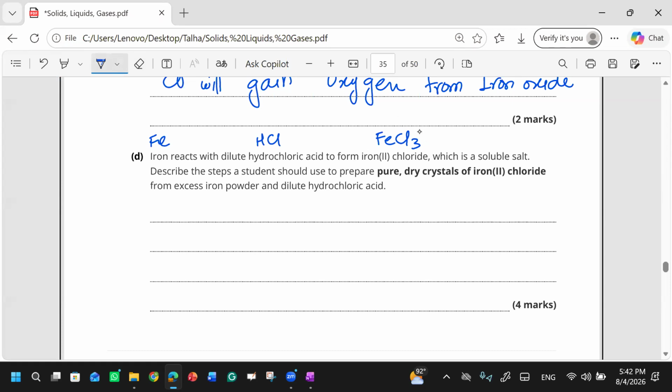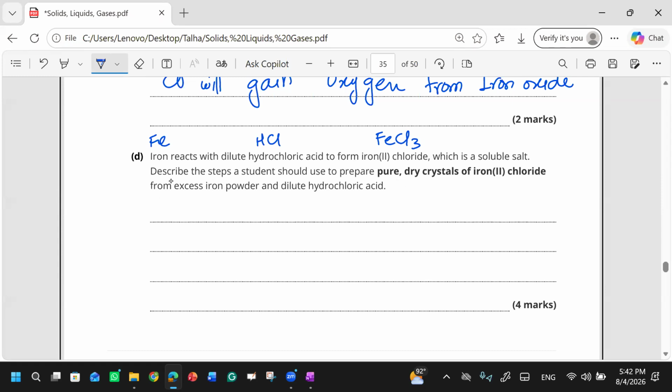This is a combination. This is actually like ionic bonding. If you see, there is a metal and there is a non-metal, right? But this metal is a transition metal. The iron is a transition metal. So this is a soluble salt. That's why it can be solubilized, because it can be separated into its respective ions.